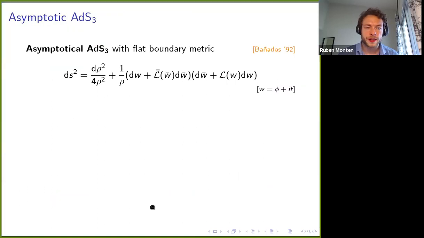So as promised, the final known example that we'll talk about is that of asymptotically AdS with a flat boundary metric. And the most general solution to this problem was categorized by Bañados. And it's the following metric, which you might recognize because I wrote the BTZ metrics earlier in this form. And these states are labeled by two functions, which are functions of the light cone coordinates. I have to say, though, that I've switched. So the BTZ metrics were in Lorentzian signature, but all the rest here is in Euclidean signature. So there will be holomorphic and anti-holomorphic functions.